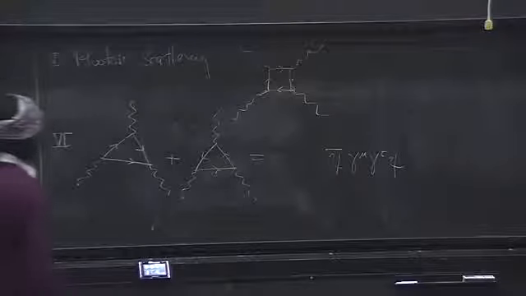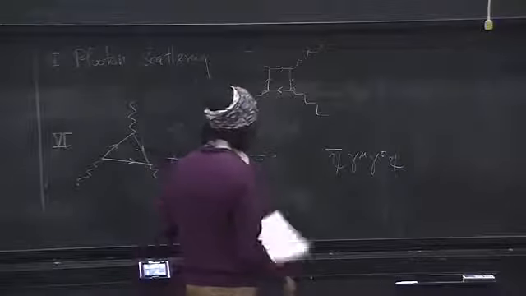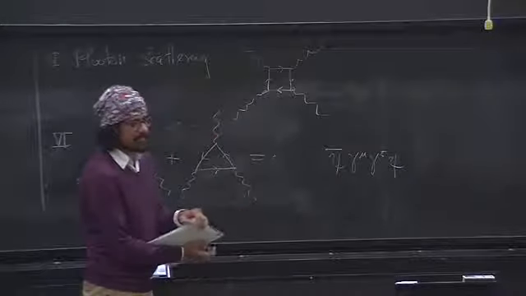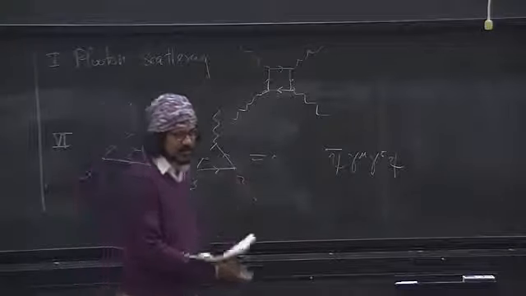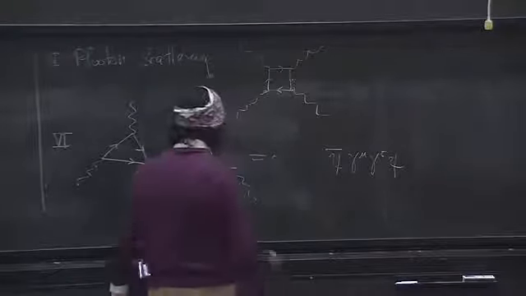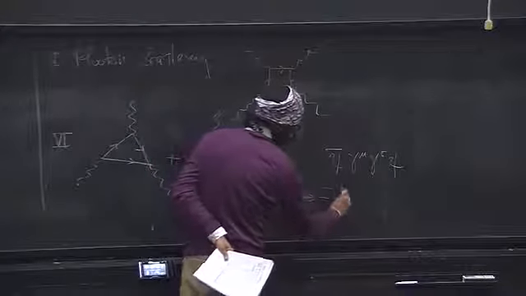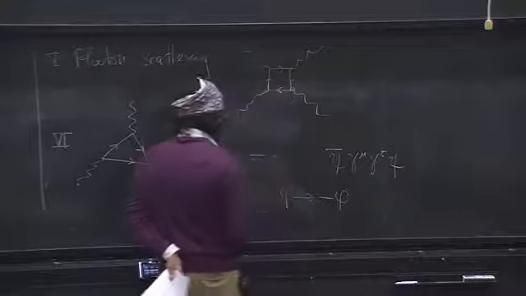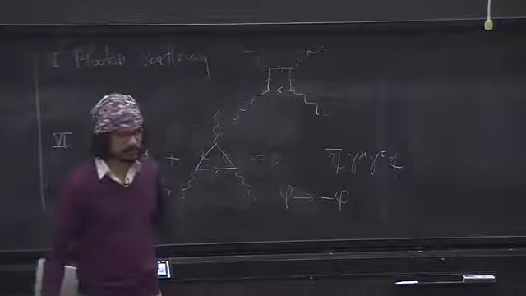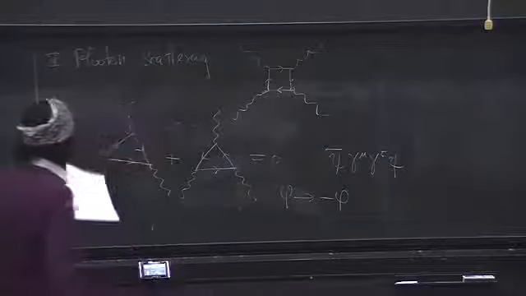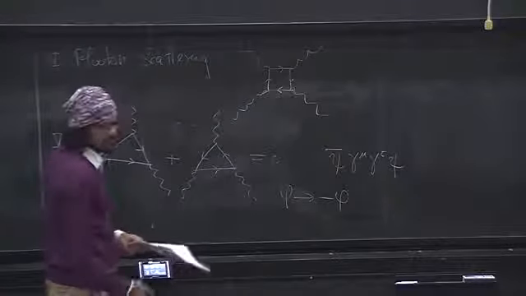The fact that in QED this thing vanishes is related to the fact that QED is invariant under charge conjugation. So this is analogous to the phi cubed theory, with the phi 4 theory being invariant under phi going to minus phi. And the vanishing of this diagram is known as Furry's theorem.